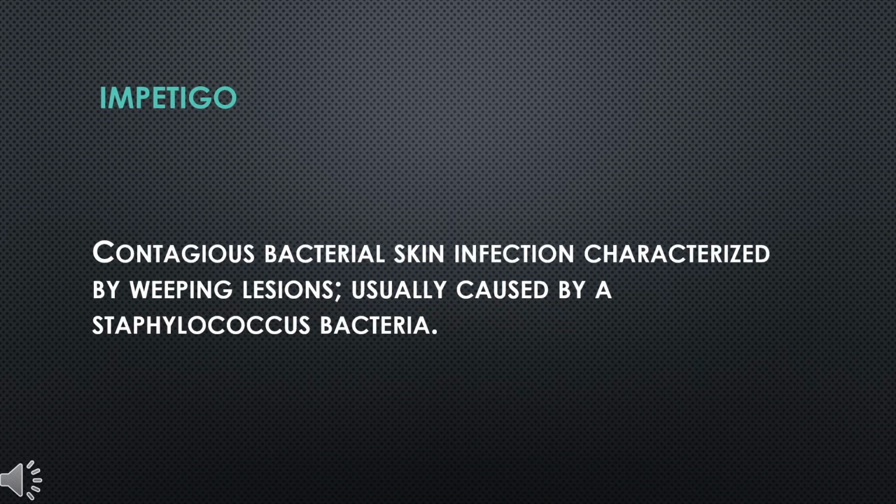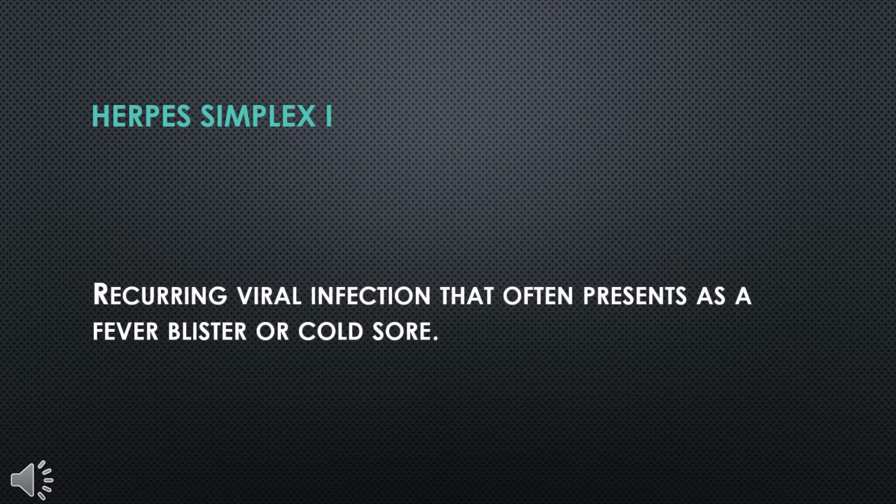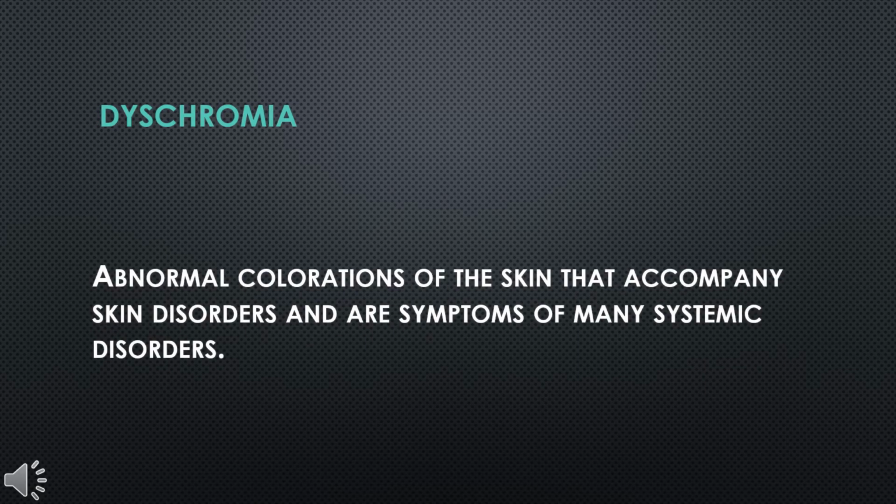Impetigo. Contagious bacterial skin infection characterized by weeping lesions, usually caused by a Staphylococcus bacteria. Herpes simplex, a recurring viral infection that often presents as a fever blister or cold sore. Dyschromia. Abnormal colorations of the skin that accompany skin disorders and are symptoms of many systemic disorders.